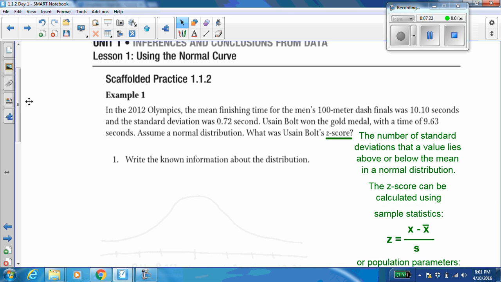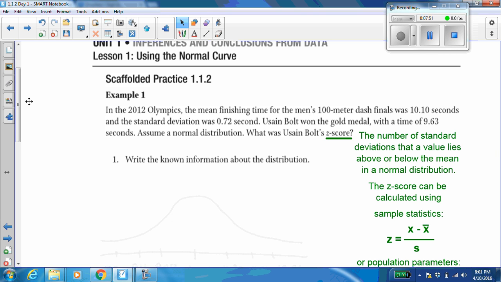So example 1. In the 2012 Olympics, the mean finishing time for the men's 100-meter dash finals was 10.10 seconds, and the standard deviation was 0.72 seconds. Usain Bolt won the gold medal with a time of 9.63 seconds.